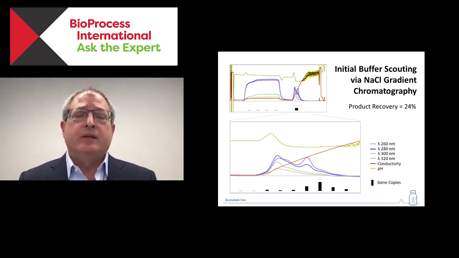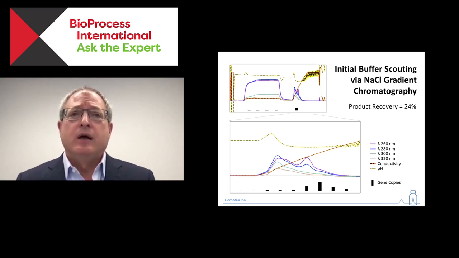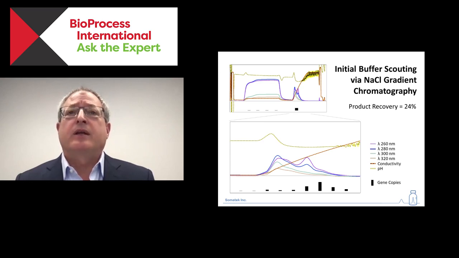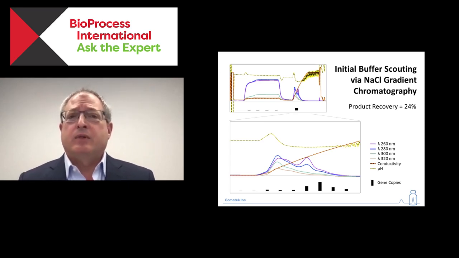First thing we did is try to get a sense for, with respect to buffer chemistries, what the neighborhood of chemistries was that would work, that we would then drill into. So we did a series of gradients. This is one where we load material onto one of these 1 mil columns. We do a sodium chloride gradient in this example, and we look to see where the product's coming off, where the contaminants are coming off.